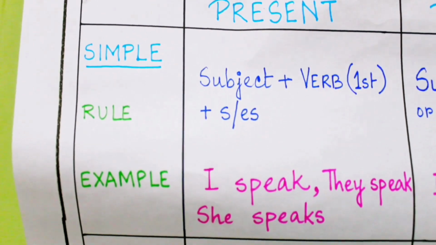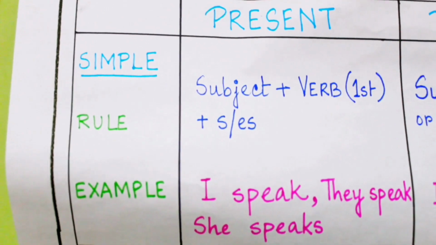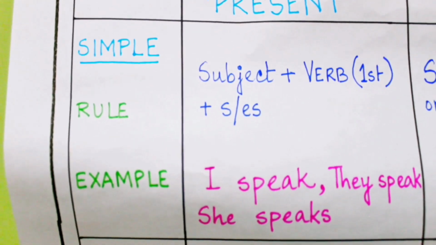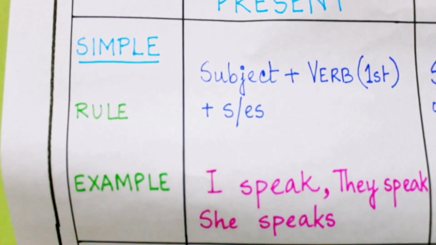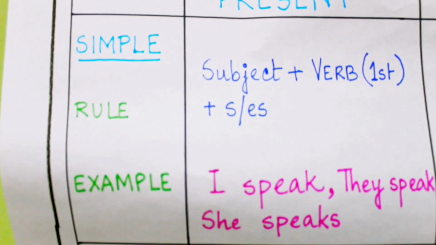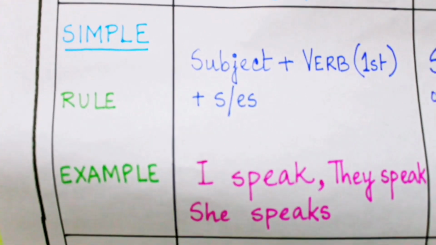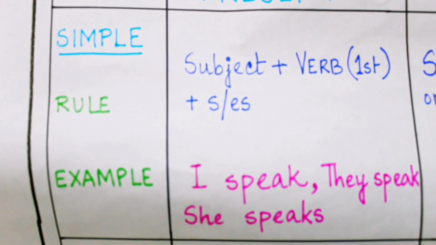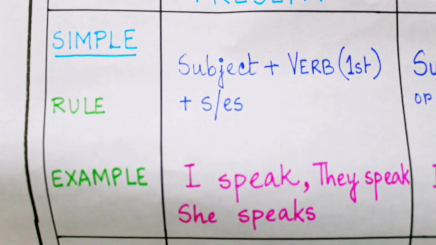The rule is subject plus verb in its first form plus s or es. When do we use s or es with a verb? Whenever the subject is singular, we use s or es with a verb. See in the example, she is singular, so the verb becomes speaks. But if the subject is plural, for example, they, the verb remains as it is.